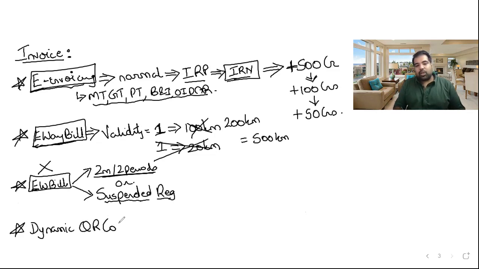What is a dynamic QR code? Let's understand the difference between a dynamic and a normal QR code. A normal QR code you scan and you put the money amount. Let's say you've eaten a dosa and it's for 100 rupees. So you will scan it and you will put 100 and then you will pay.